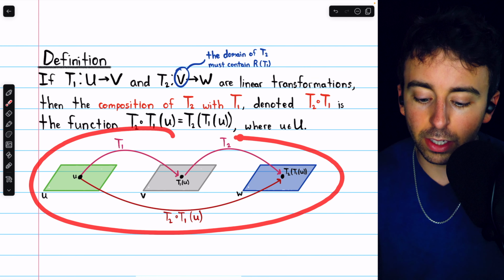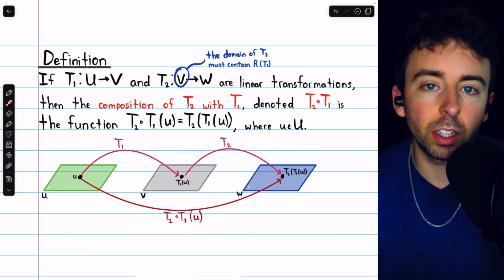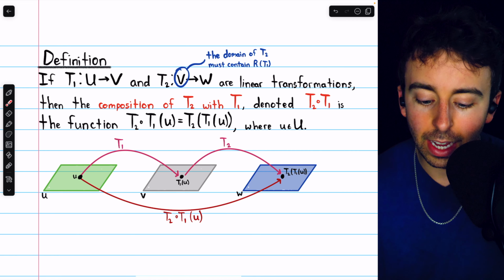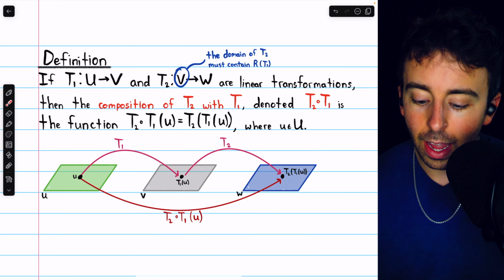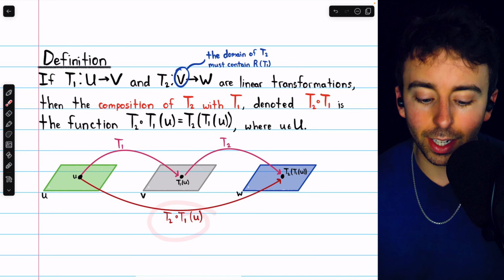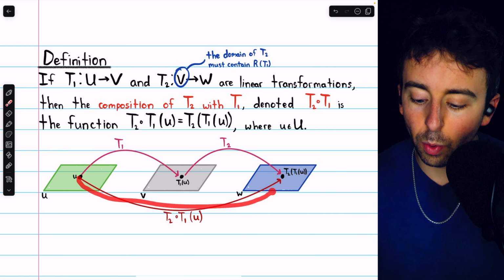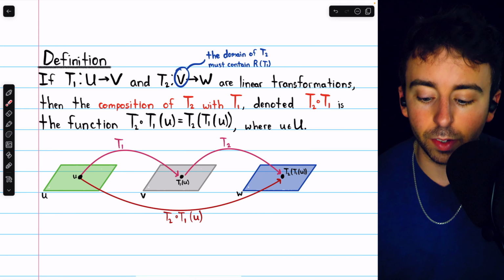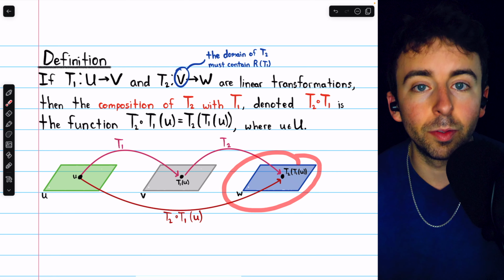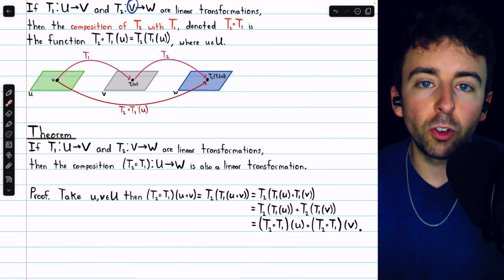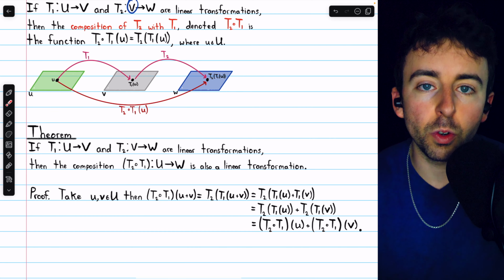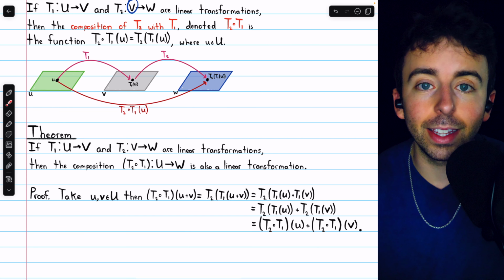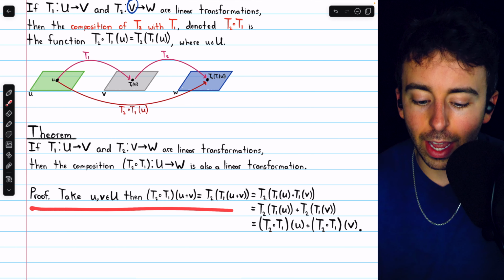This is a general pictorial representation of the composition of two linear transformations. T1 takes us from the vector space U to the vector space V, and T2 takes us from V to W. Then their composition takes us from U all the way to W, from the domain of T1 to the codomain of T2. We love it when transformations are linear, so of course it's good news that the composition of linear transformations is itself a linear transformation. Let's go ahead and prove that.